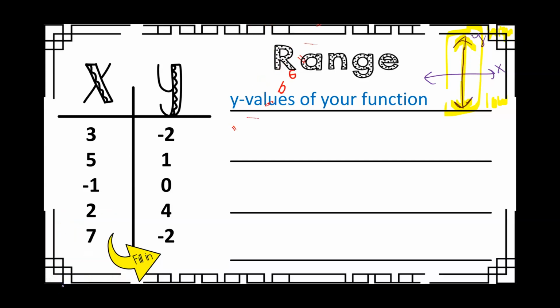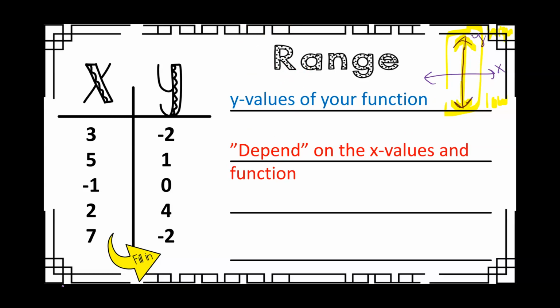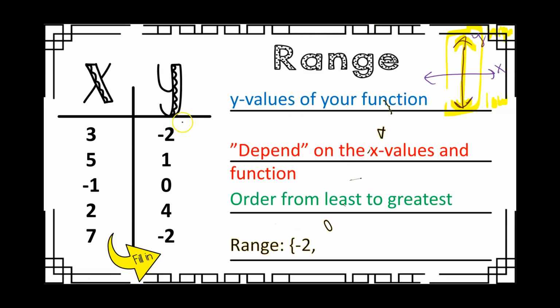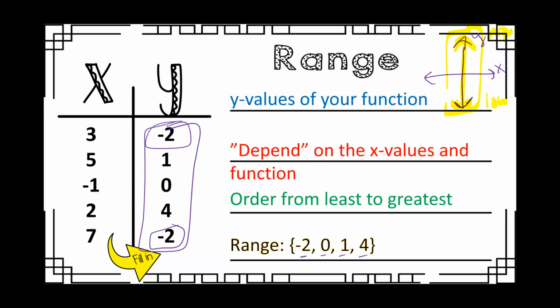All right, next. Your range points depend on the x values of your function. If you can't plug a certain x value into this function, then you're not going to have that point in your range, okay? You also order this from least to greatest. So if we were finding the range of this relation right here, we would write it from least to greatest: -2, 0, 1, and 4. Now you see -2 was there twice. We did not write it twice. We wrote it once. All right.